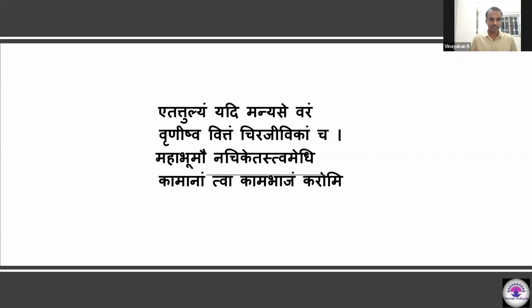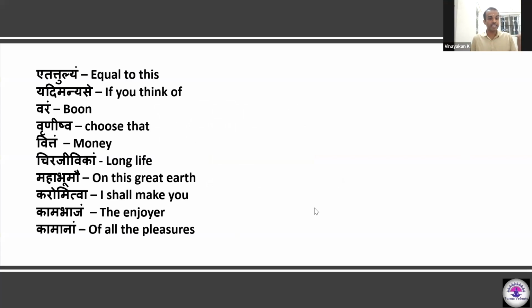The verse continues. 24th verse. Etat tulyam yadi manyase varam vrisha vittam chirajeevikam cha mahabhumau nachiketastvamedi kamanam tva kamabhajam karomi. So Yamadharmaraja continues his temptation. He wonders perhaps Nachiketas might have some other type of desires or not.